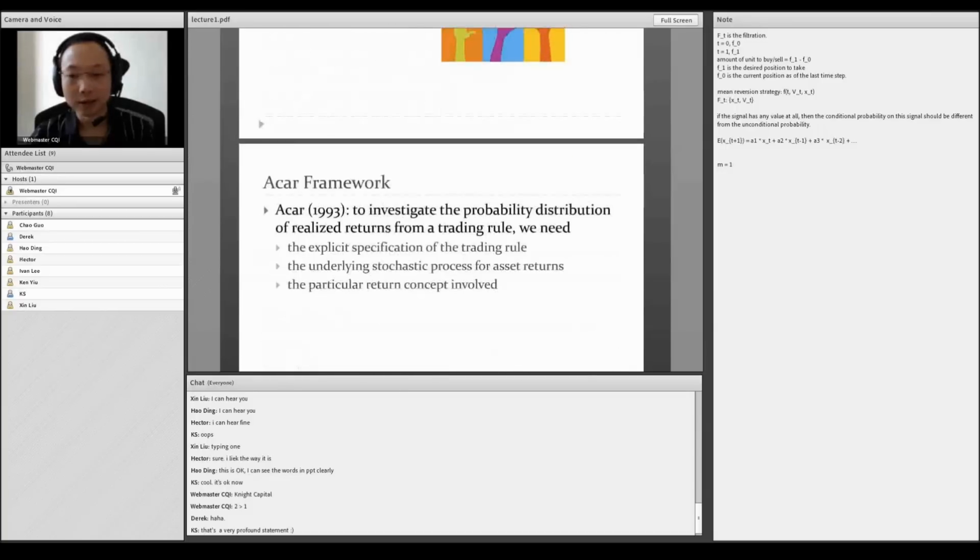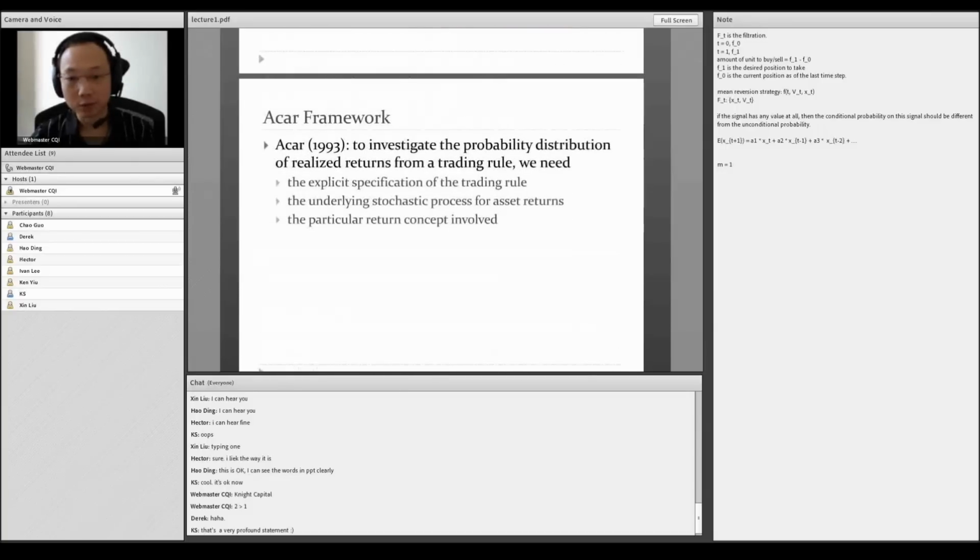This is the second requirement in the Aker framework. And then the third requirement is that we need to be able to define what we mean by making money for our strategies, as we shall see shortly. So let's do the second step first. We need to give a distribution to RT.